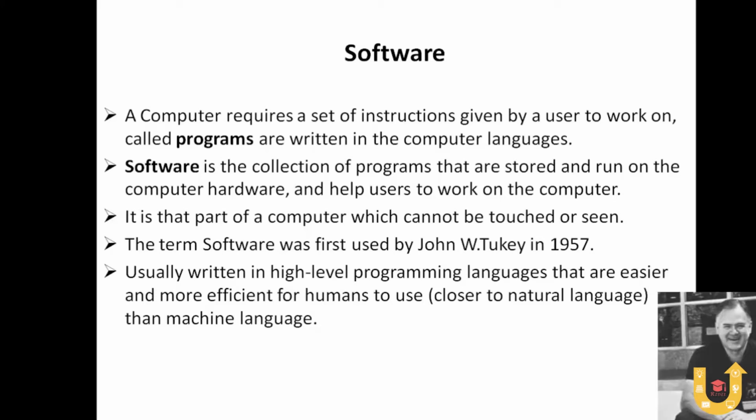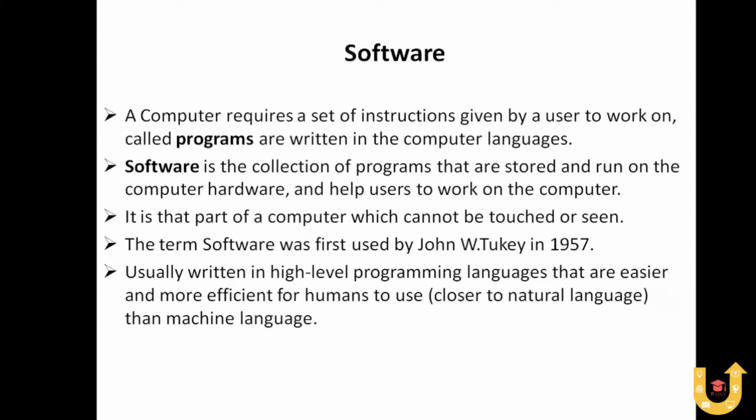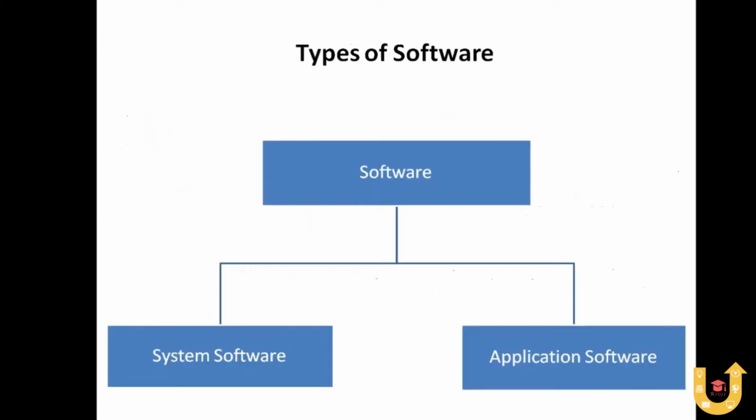In the year 1957, the term software was first used by John W. Tukey. It is usually written in high-level programming languages that are easier and more efficient for humans to use, very much close to natural language than machine language. Software is of two types, system and application. We will begin with system software.